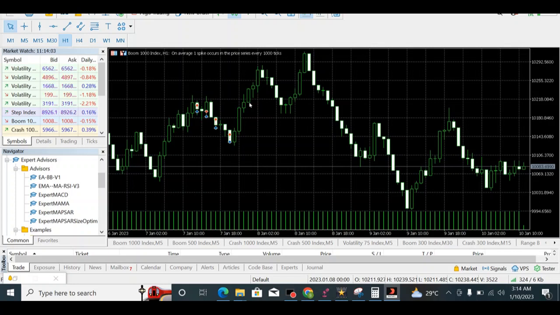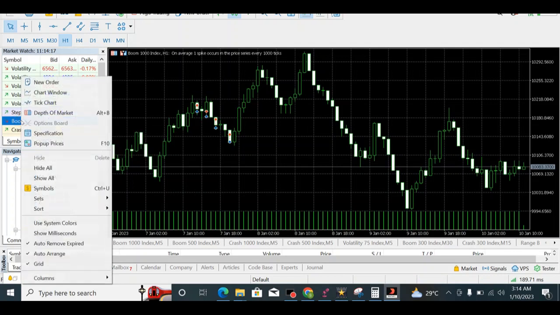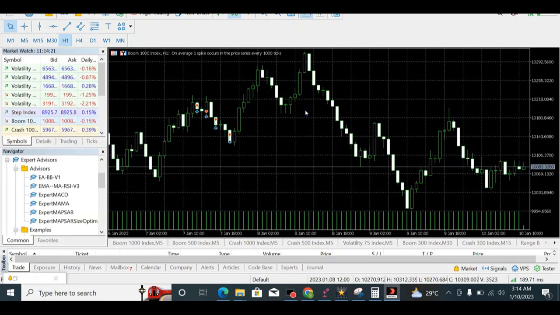The most volatile of all is the 300, while 500 is next to it, and of course 1000 is less volatile than the rest. So that is very important, so you just take note of that. So personally, this is how you launch your chart. You just right click on the asset right here and click on chart window, and it's going to give you something similar to this.